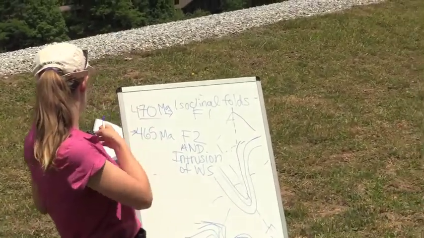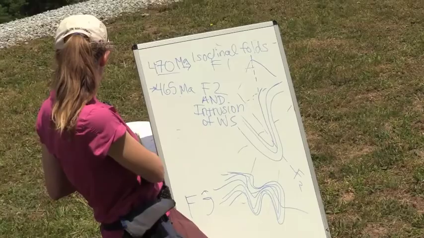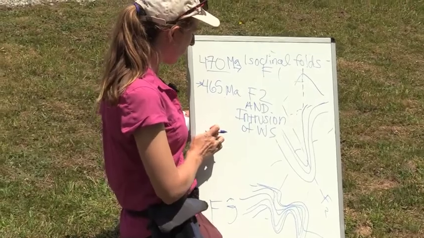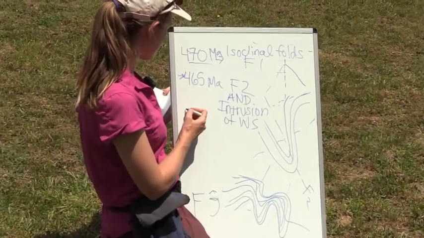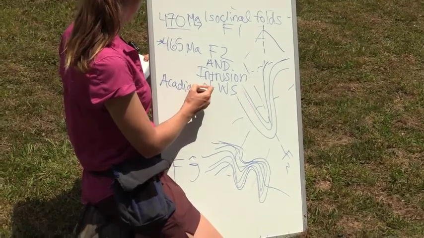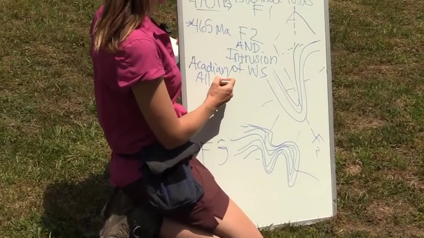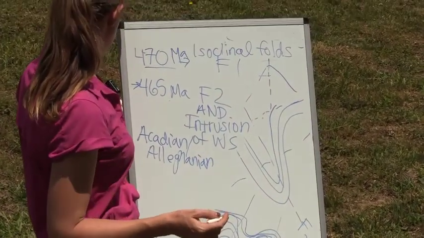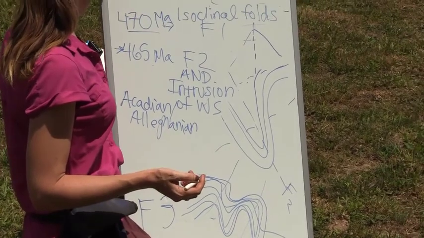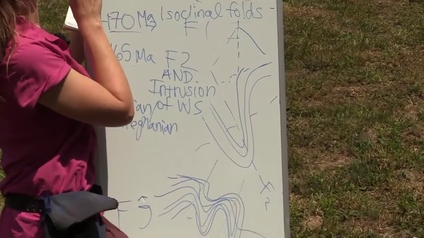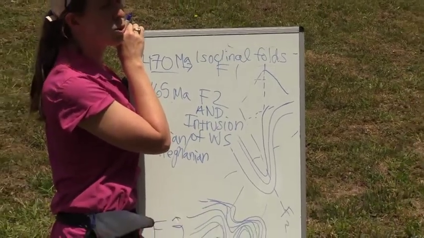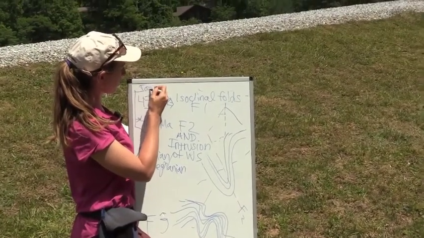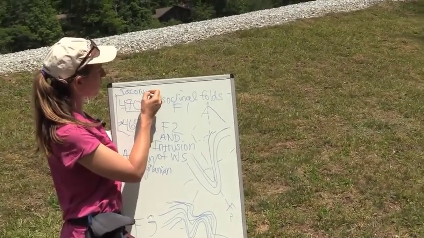And then the last event, the F3 event, happened a little bit later, over maybe a range of dates. We think that this dates to the Acadian and Alleghanian orogeny, and corresponded with some slow cooling from the peak metamorphic conditions that happened earlier here in the Taconic. So both of these ages, 470 and 465, are part of the Taconic orogeny.